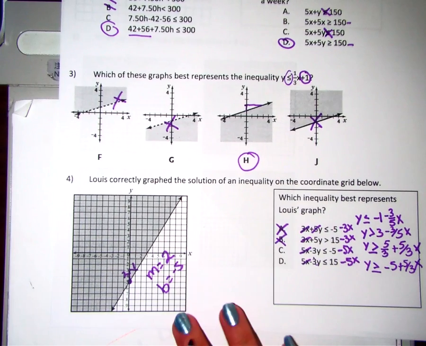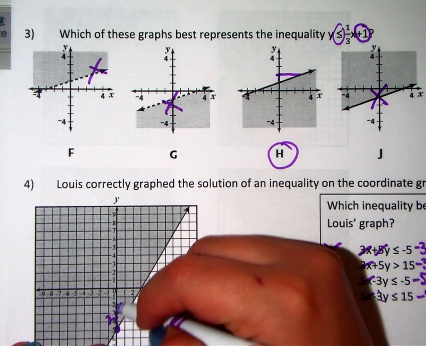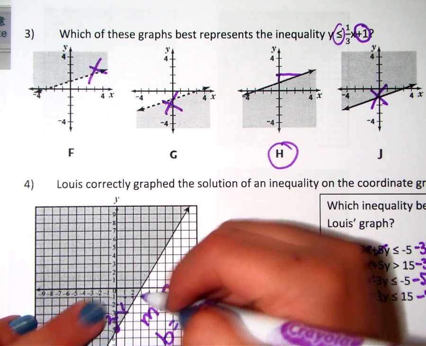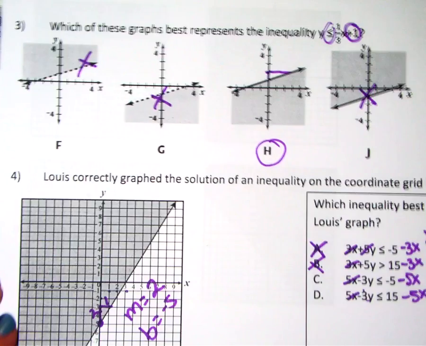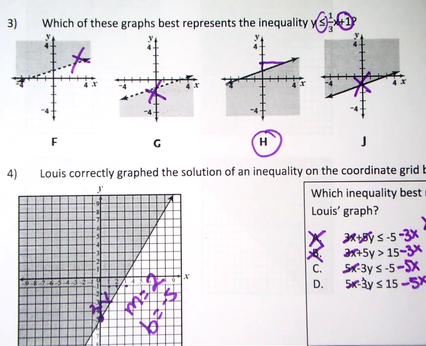Well, let's check our slope. Did we do this right? So let's zoom in so we can see this properly. Does it rise 5, 1, 2, 3, 4, 5, and run 3, 1, 2, 3? It does not. So this graph is a little bit messed up, and that could be because of the copy. The copy machine doesn't copy it right all the time.